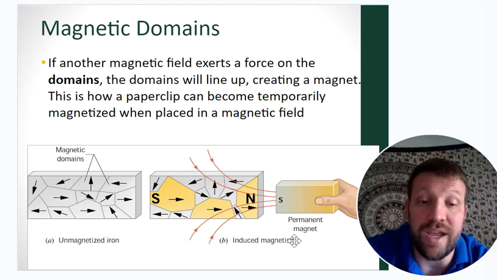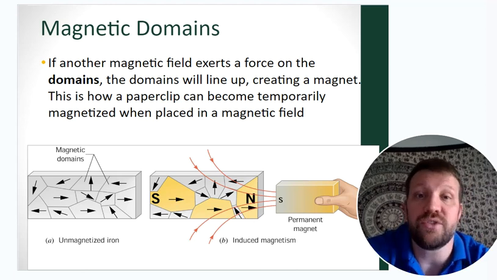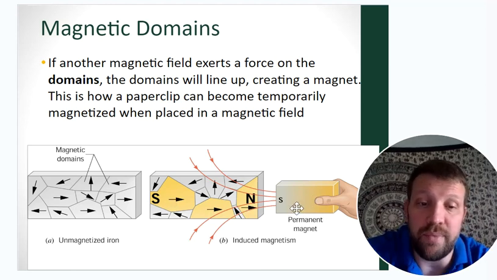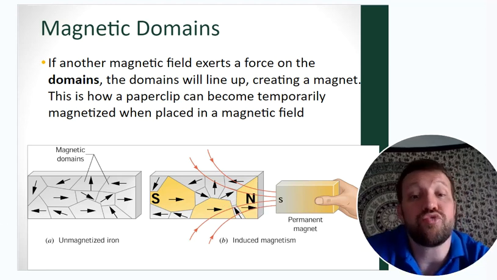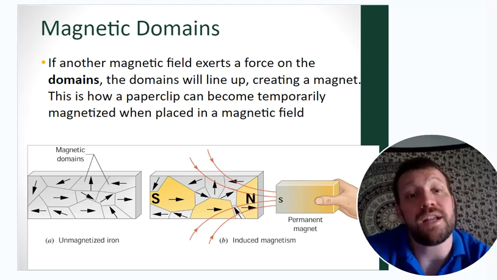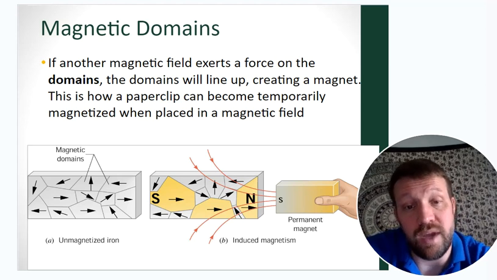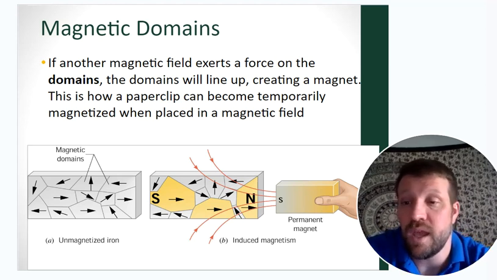So if we were to induce magnetism, just like we induced a charge in electrostatics, we could bring a permanent magnet in close. All the norths are going to start pointing towards the south because those attract, and then all the souths would point away, and so forth and so on. We could create a temporary magnet, or potentially, if it's a ferromagnetic material, a permanent magnet by doing this. So we must align the domains. That's the important part here.